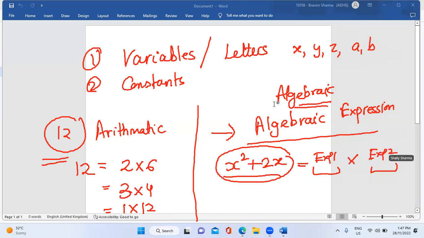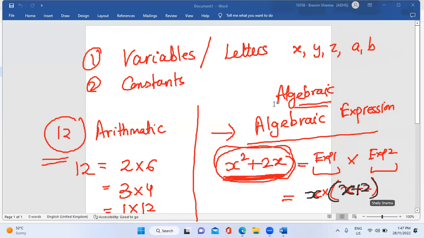Sometimes an expression can be as simple as just a number or just a letter, and sometimes it can consist of more than one term. For example, in this question, x squared plus 2x, I can write it as x multiplied by (x plus 2). Here, by default, this is a multiplication sign. So I am writing this expression, x squared plus 2x, as x multiplied by x plus 2. So again, here we are writing this whole expression as a multiplication of two expressions. So that is the factorization.